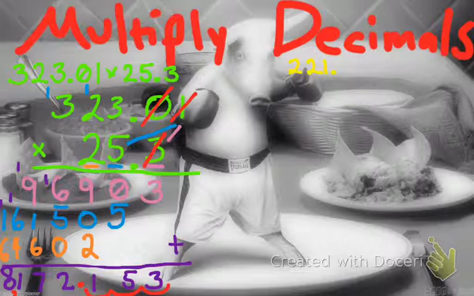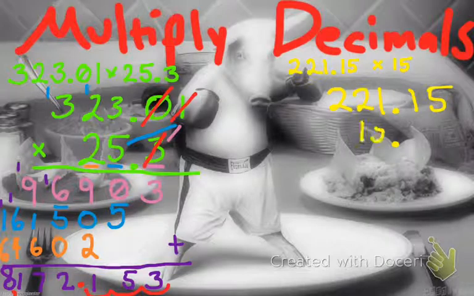So this time we're going to take 221 and 15 hundredths and multiply that by 15. So you line up the decimals, write your factors in there. In this case, there are no decimals for the number 15, so we just leave that part blank. Then we go ahead and multiply.